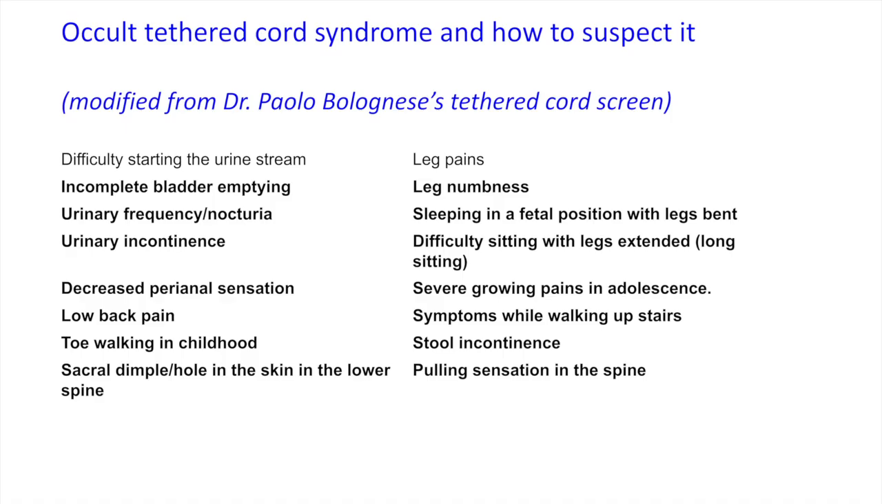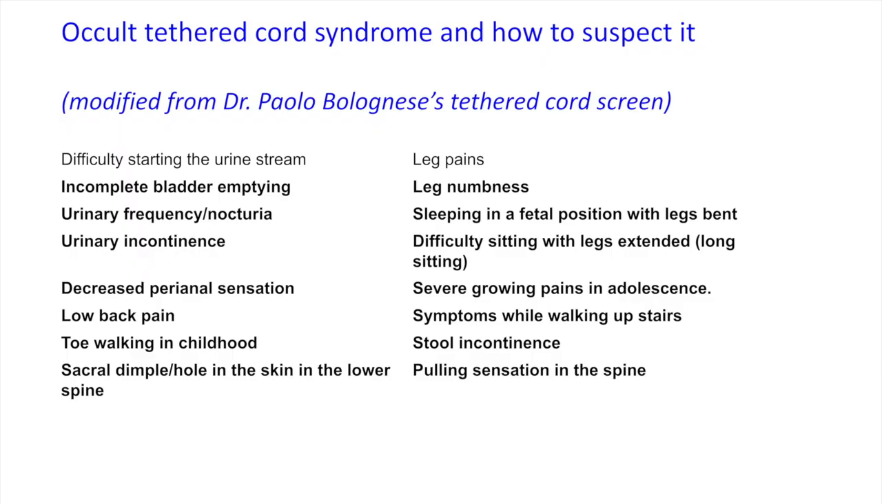I was going to put in something on tethered cord here, that there are a number of symptoms one can test for with tethered cord. Often these are patients who have difficulty initiating the urinary stream. They can have problems completely emptying the bladder. They can have urinary incontinence or stool incontinence. They often have a history of terrible growing pains in adolescence.